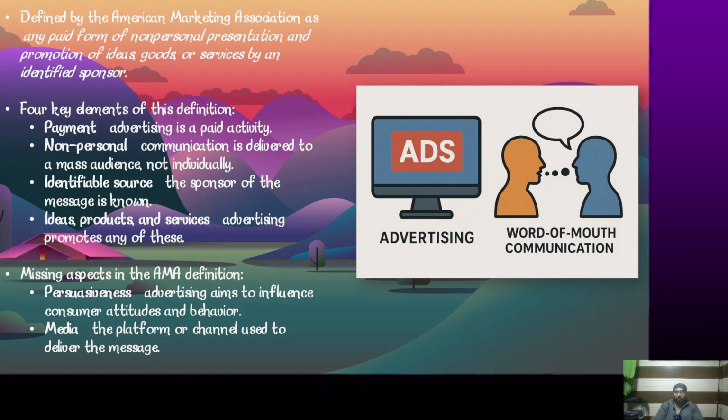At the end of the day, you want the customer to buy your product. So therefore, the persuasiveness in the advertisement has to be there. And second, the medium, that is the platform or the channel you are using to deliver the message, which has to be a recognizable source, which has to be an identifiable source.